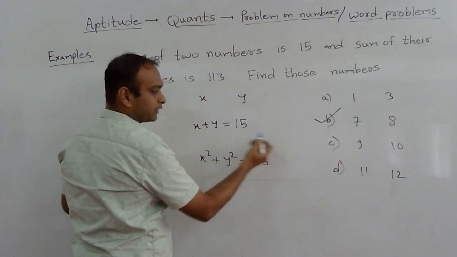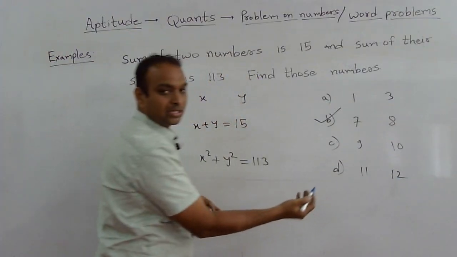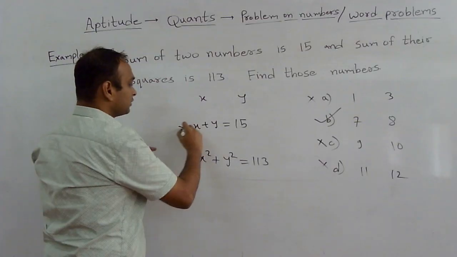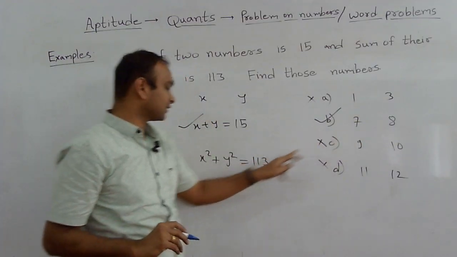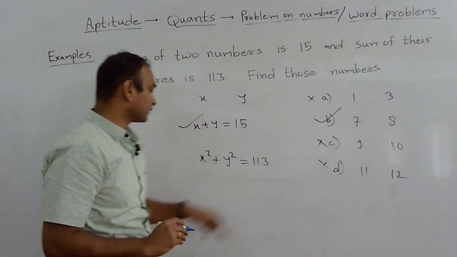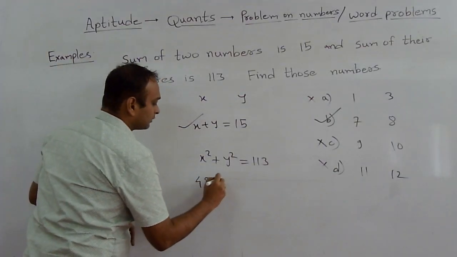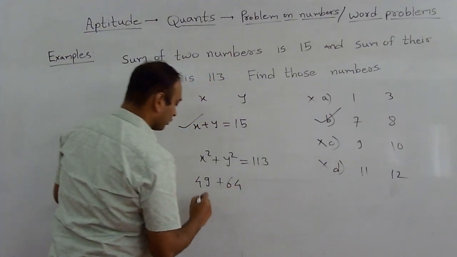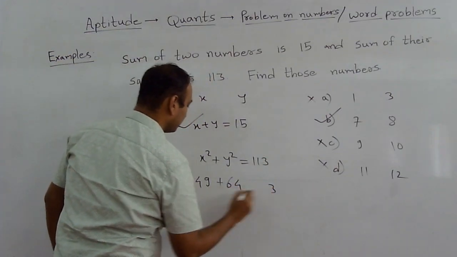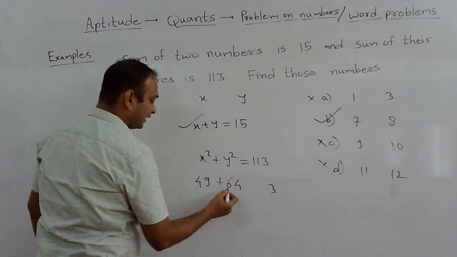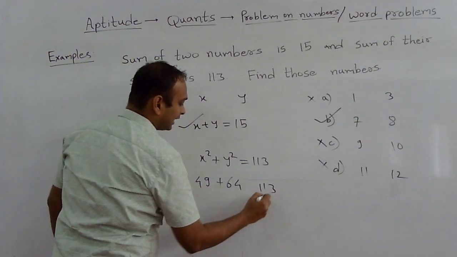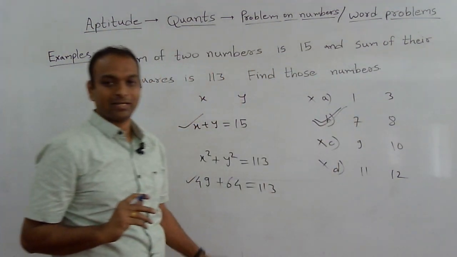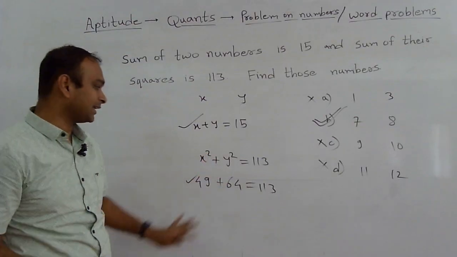9 and 10 is not 15, it is 19. 11 plus 12 is 23, which is also the wrong option. So one equation is satisfied with this option. Let's try the other. Square of 7 is 49 and square of 8 is 64. Check the sum: 9 plus 4 is 13, 1 carry, 6 plus 4 is 10 and 1 carry is 11. That is the right option, 7 and 8. So this is how we solve it by trial and error.